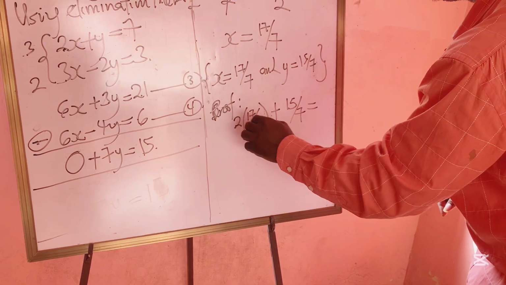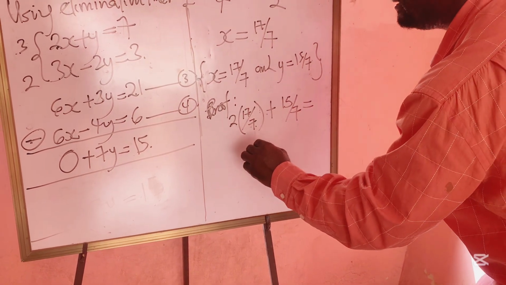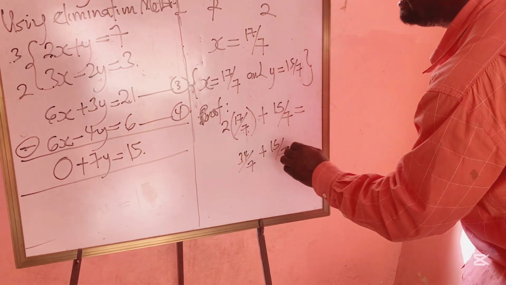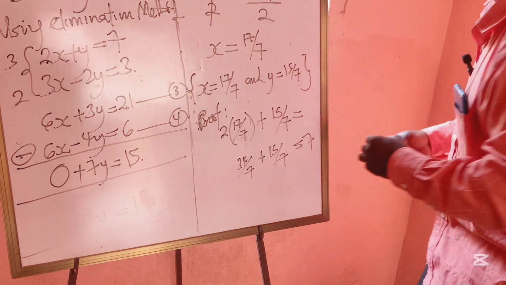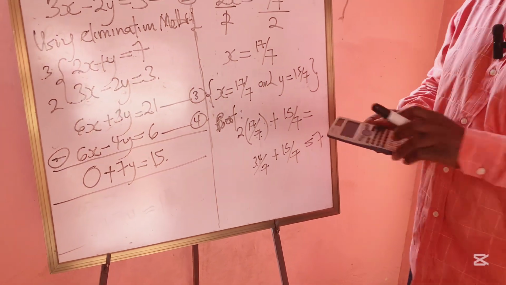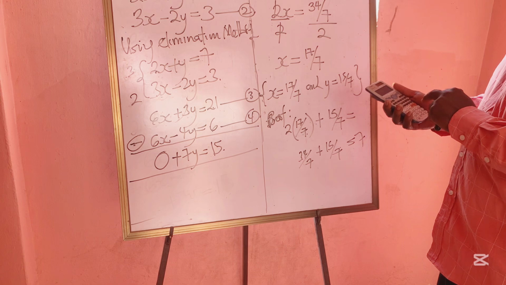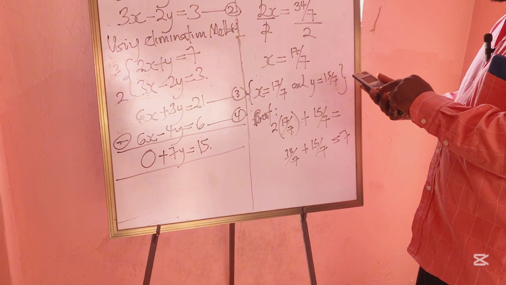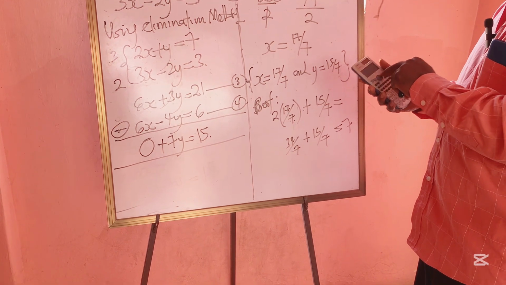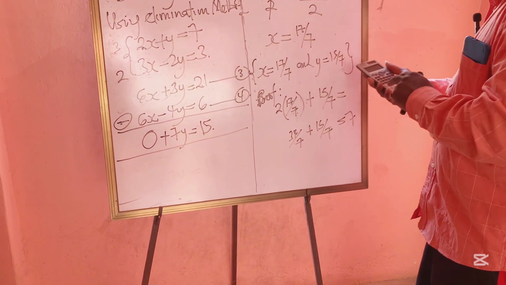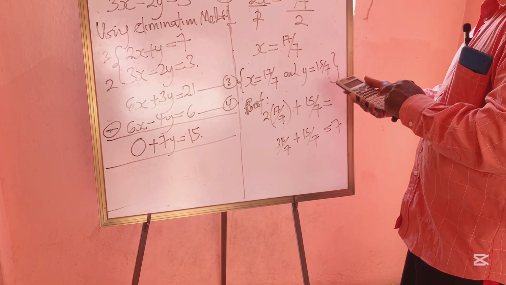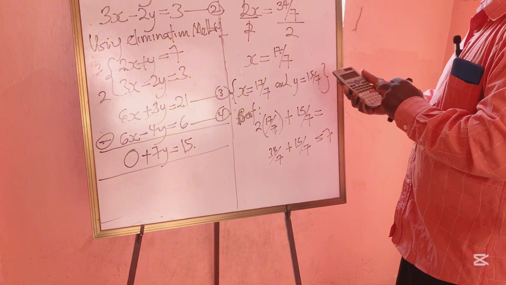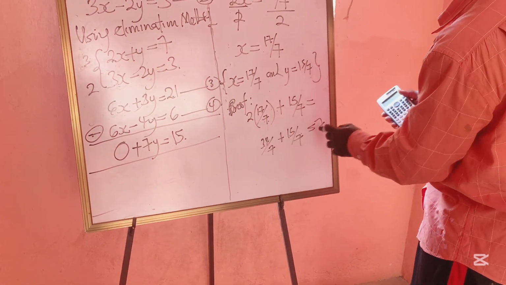So we are getting 34 on 7 plus 15 on 7. When we add this together, we are going to get 7. Let's check. 2 into brackets 17 on 7 as our x, plus we had our y to be 15 on 7, and it is true. When you point this, it will give you 7.